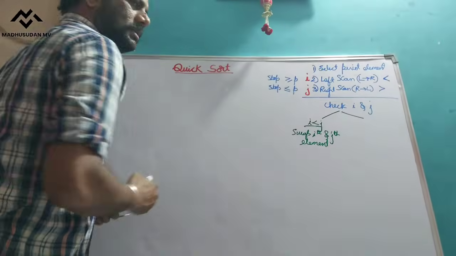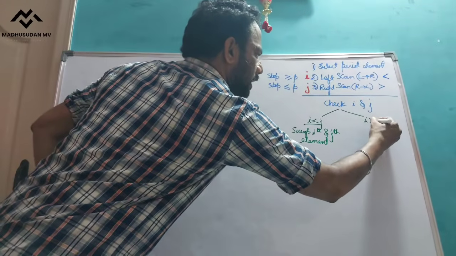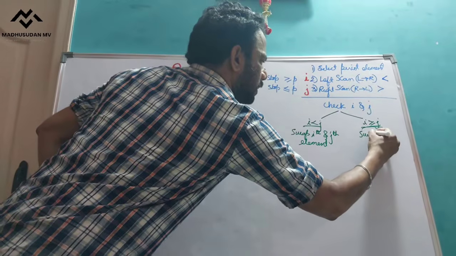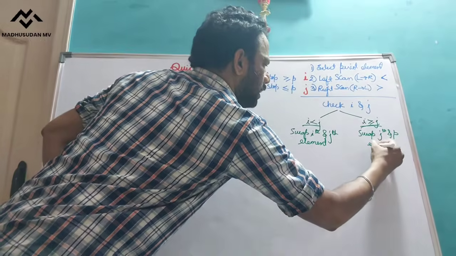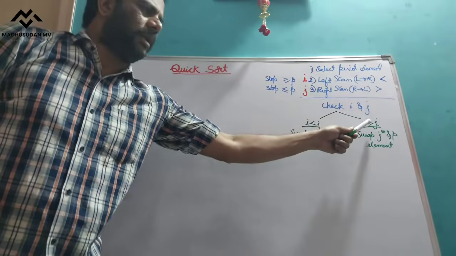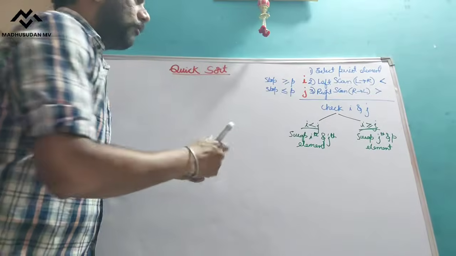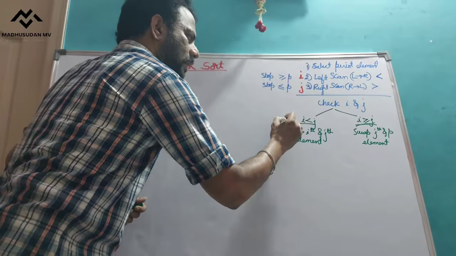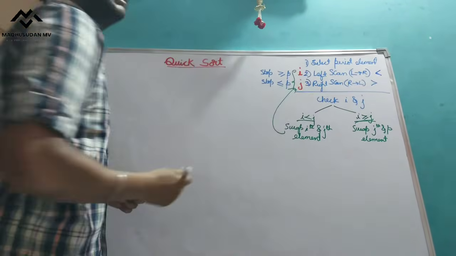Suppose it is not less than J. Then obviously I may be greater than or equal to J. In this case, we swap the jth element and the pivot element. So if I is greater than or equal to J, we swap the jth element and the pivot element. After that swap, the process stops. But if we swap the ith and jth elements, then we continue the left scan and right scan both.